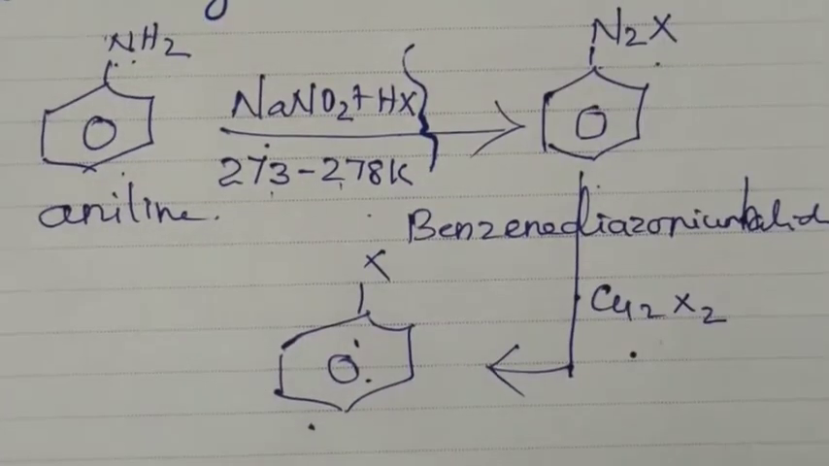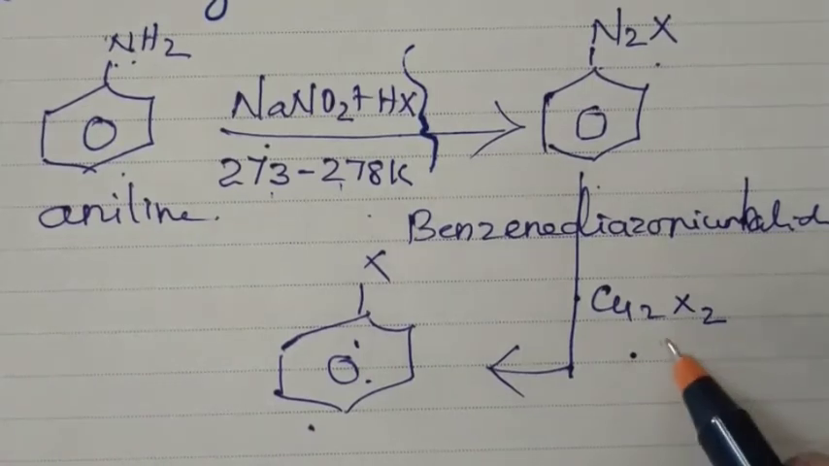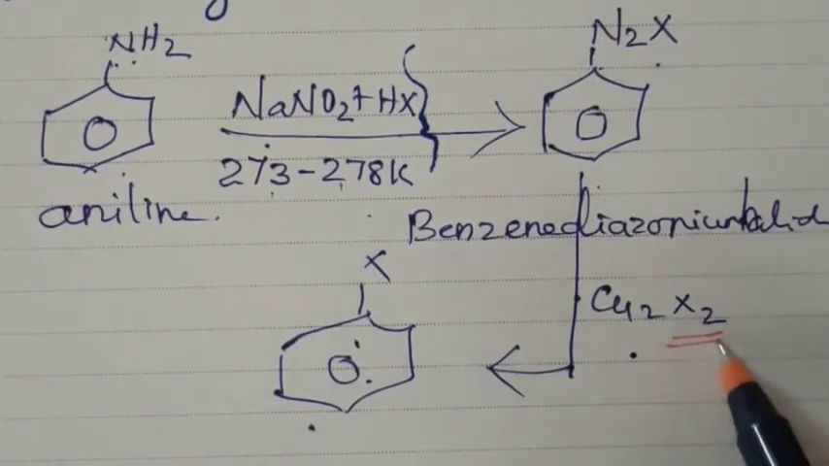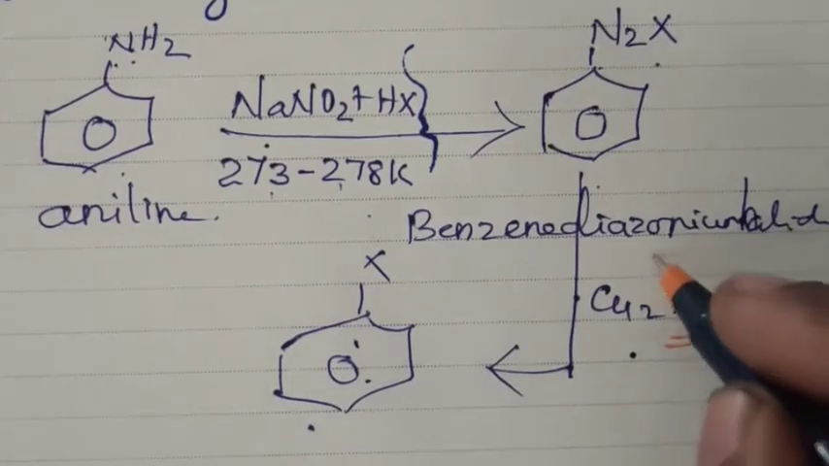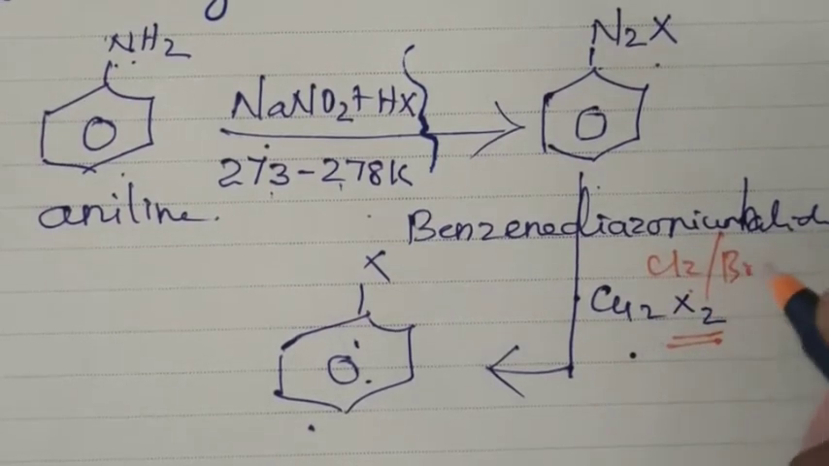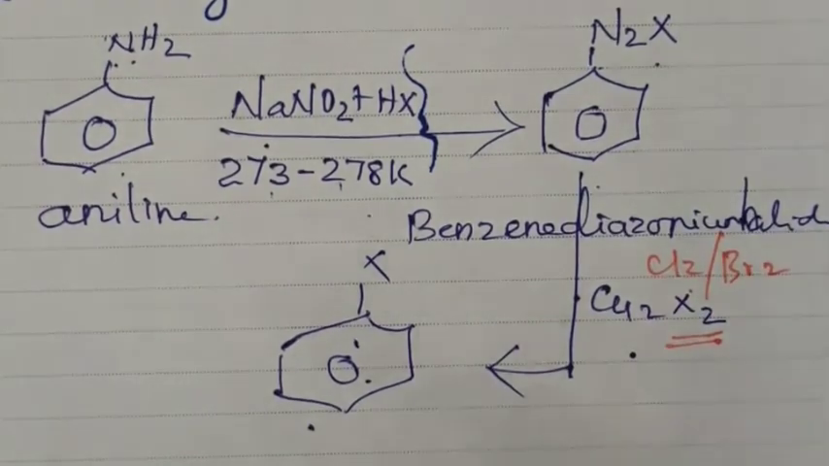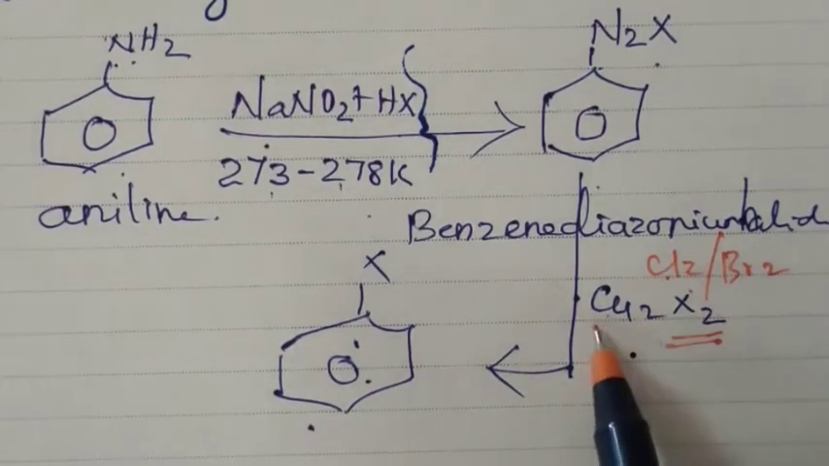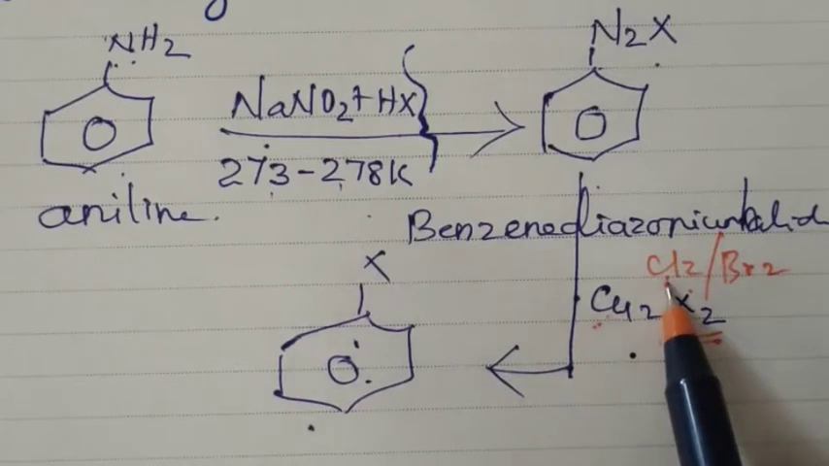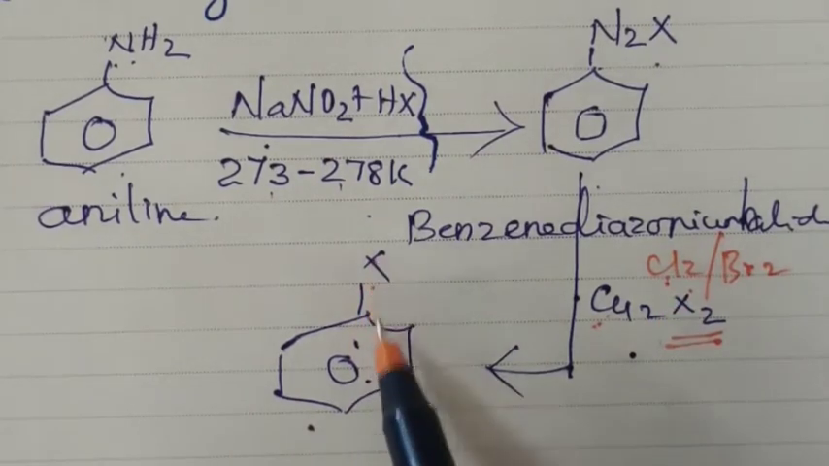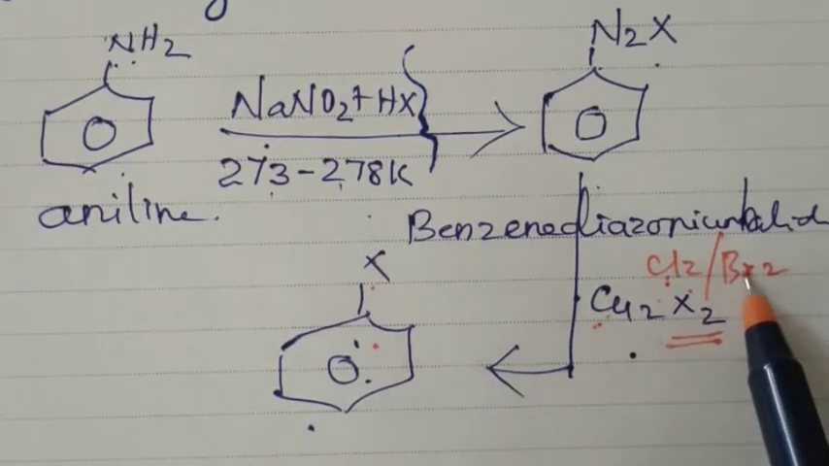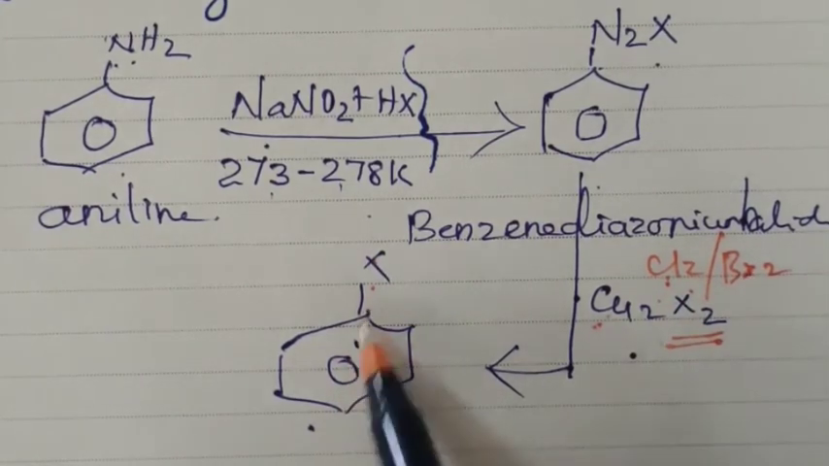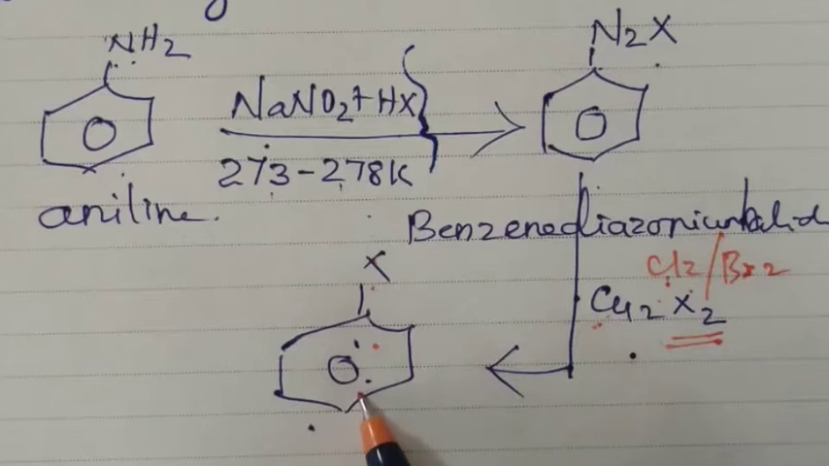In the Sandmeyer reaction, the cuprous halide which we are using, this X may be either chlorine or bromine, that is, cuprous chloride or cuprous bromide. If we are taking cuprous chloride, then we are getting chlorobenzene as the product. If we are taking cuprous bromide, then we are getting bromobenzene as the product.